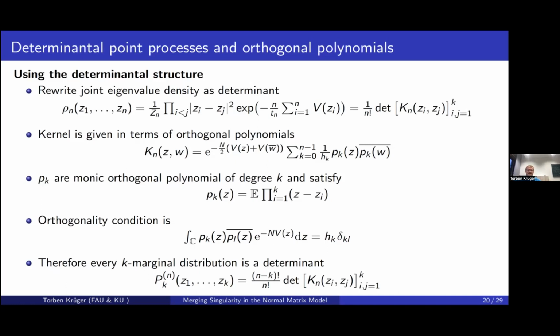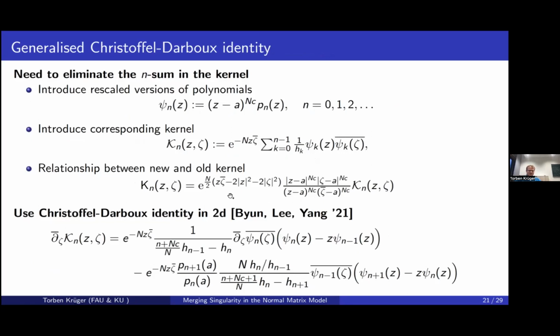determinantal point processes. And then we use an identity which is analogous to the Christoffel-Darboux identity in one dimension. So in one dimension, if you have orthogonal polynomials, there's always this Christoffel-Darboux identity. In two dimensions, this is quite a bit harder, but in this work here, my two co-authors together with Björn have derived for this very specific case when there's one external charge, a Christoffel-Darboux identity.